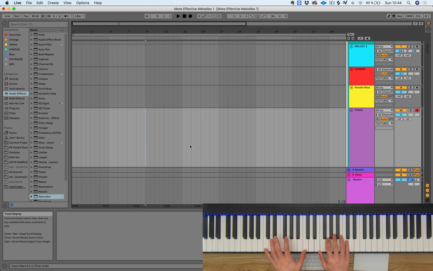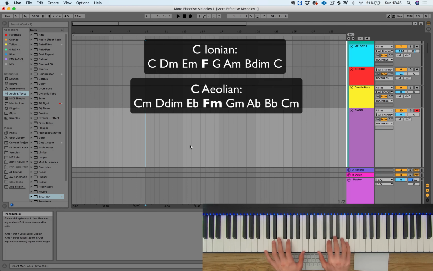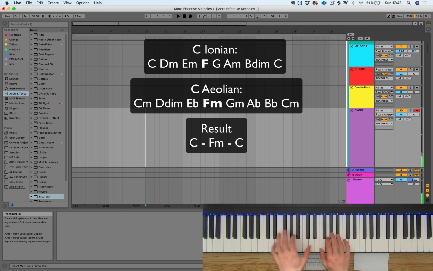And what this might mean is that instead of going from C major to F major and back, you might borrow the F minor, which is in the key of C minor, instead of F major, and you get the result that sounds like this. And suddenly you have a completely different color.